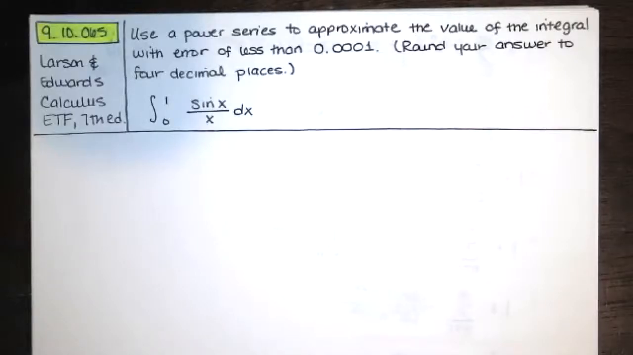In this video, we solve problem 9.10.065 from the Larson and Edwards Calculus Early Transcendental Functions text, 7th edition. We're asked to use a power series to approximate the value of the integral with an error of less than 0.0001. We're asked to round our answer to 4 decimal places.